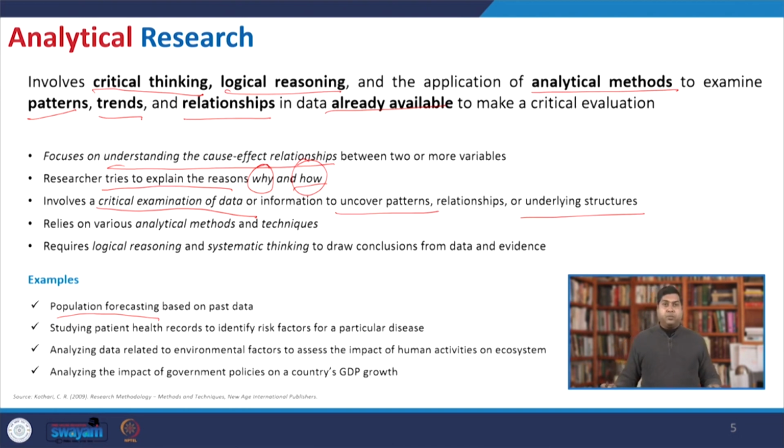So right now the latest data that we have is for 2011, and to forecast future population, we need to get the data for 2001 and 1991, and based on the requirement we can even go backward in that particular line, and based on that we make a projection. So it's like analyzing the trend and then projecting. It relies on various analytical methods and techniques. It requires logical reasoning and systematic thinking to draw conclusions, because it is something you always have to analyze.